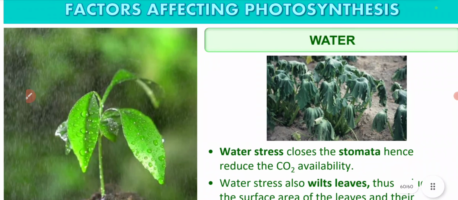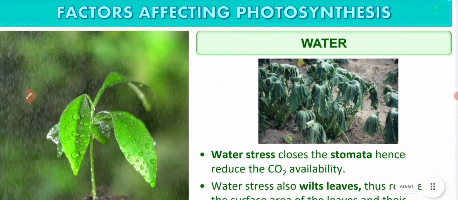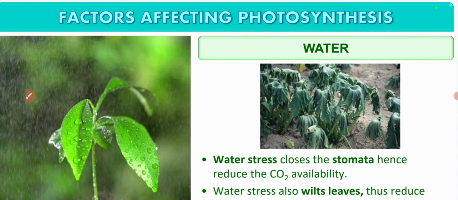Next, the final factor is water. Water stress closes the stomata, hence reduces CO2 availability. Water stress also wilts leaves, thus reducing the surface area of the leaf and their metabolic activities. So these are the factors affecting photosynthesis, and with this your important chapter is completed.